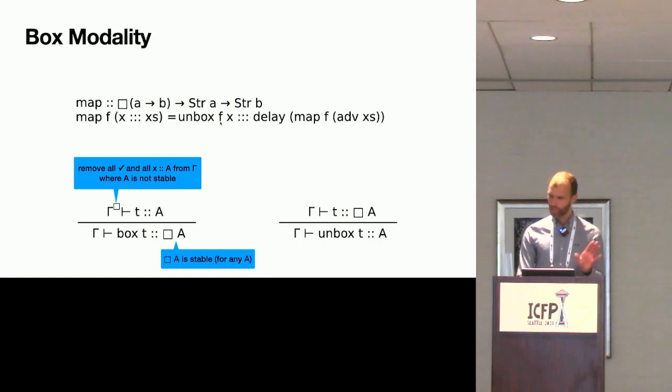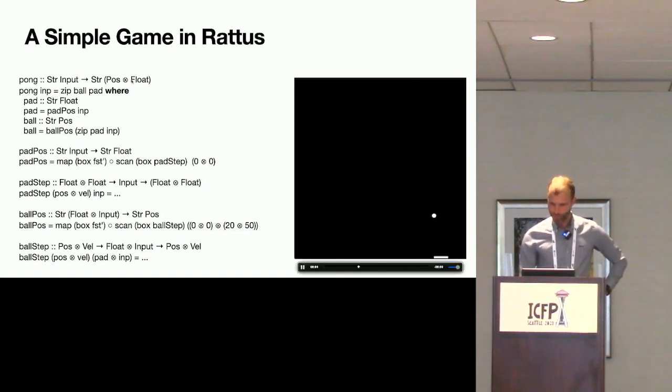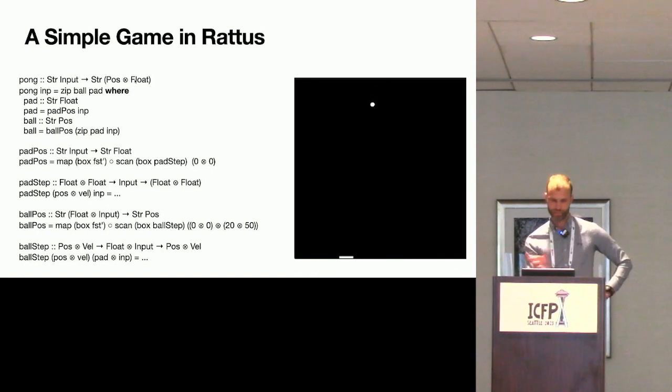So we have a circle modality and a box modality that we can use. Oh yeah, and I have implemented a game in this language. It's a very simple game. It's like a Pong, just with one paddle. Works like this. And so how does it work? Well, Pong is just a function that takes a stream of inputs, just keyboard inputs, and it produces a stream of a pair of a position. It's a two-dimensional position. That's the position of the ball, and a floating point number. That's the position of the paddle that moves.